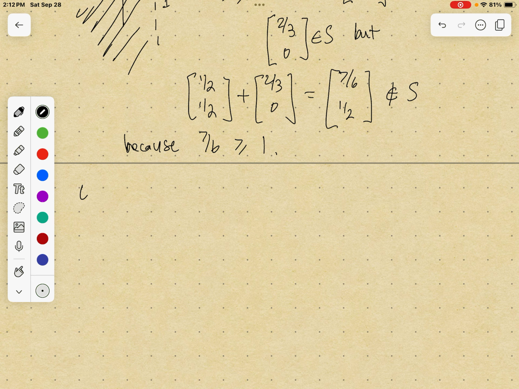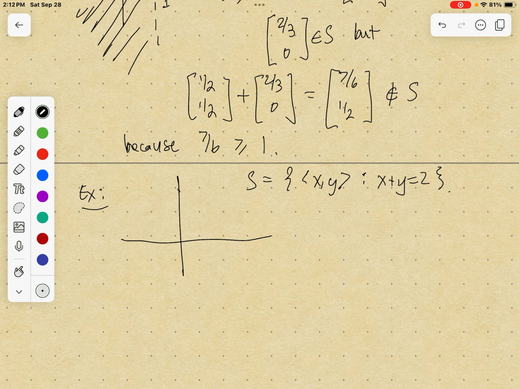All right, let's take a few more examples. Let's say that S is the set of vectors (x, y) such that x plus y is 2. Is that closed under vector addition? So pause the video and think about it. Well, the answer is no, it is not closed under addition.